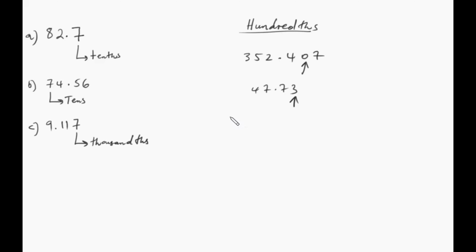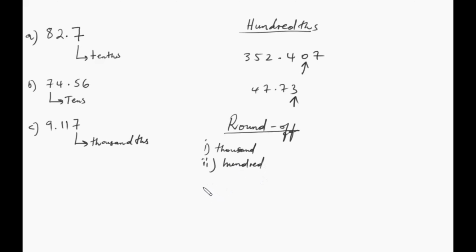Now we can be asked to round off numbers. So when you round off numbers, that means you are converting them to a certain digit. Let's say number 1, you round a number to 1000. Number 2, you round a given number to 100. Okay? What would you do?